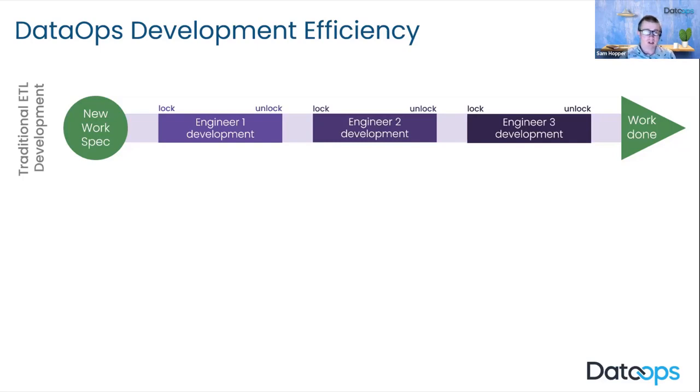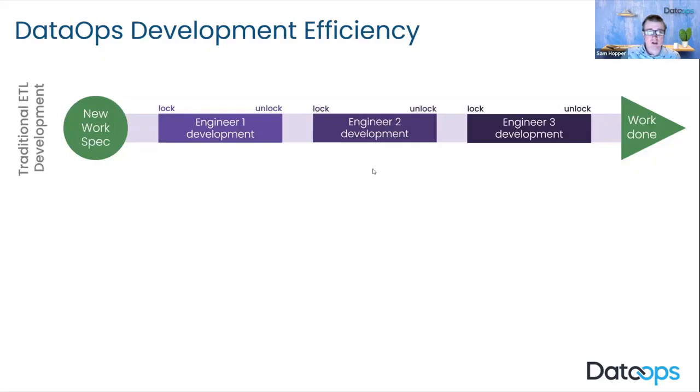So the first engineer has to go in and do their work. They've got the job locked to them. No one else can do anything in there. They might be able to open it read only, but they can't work on it up to the point that the first engineer has finished and done their local testing. Then the second engineer can pick it up once it's been unlocked, and so on. So it's a very sequential process, and you really lose the benefit quite often of throwing more resources at the problem.